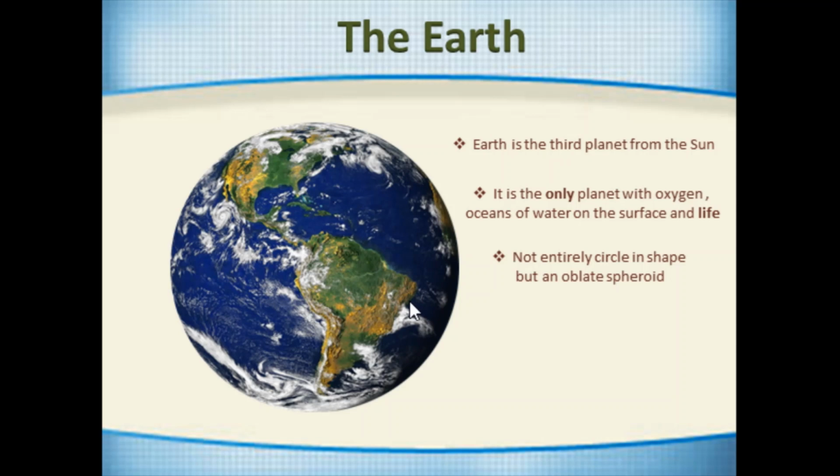Some people say that the Earth is round, its shape is a circle. But according to researchers, the Earth is not entirely a circle in shape, but an oblate spheroid. Okay? The Earth is approximately 8,000 miles in diameter. These are just some facts about the Earth. If you want to know more, you can Google or you can watch YouTube videos about the Earth. Alright.